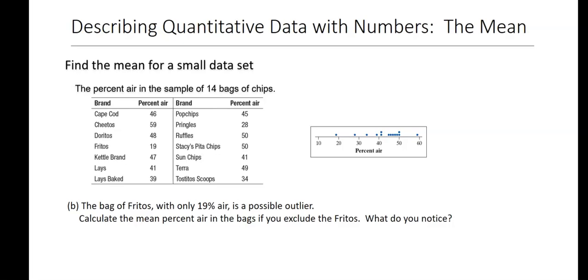Okay, the bag of Fritos is a possible outlier. I would say so. Calculate the mean percent of air if you exclude Fritos. So this is kind of interesting. If we take Fritos out of the equation, now we only have 13 bags of chips.